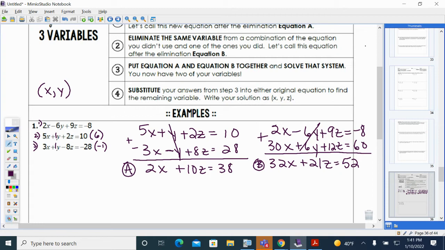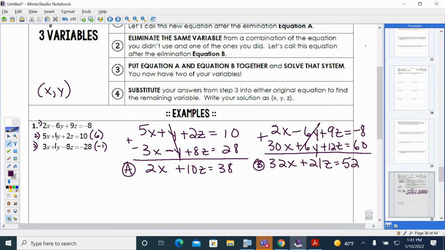Now, what you have just done in that process, once you got equation A and equation B, you have a two-variable system. So using equation A and equation B, you're going to use the methods that you learned in lesson number 2 to finish solving the system.